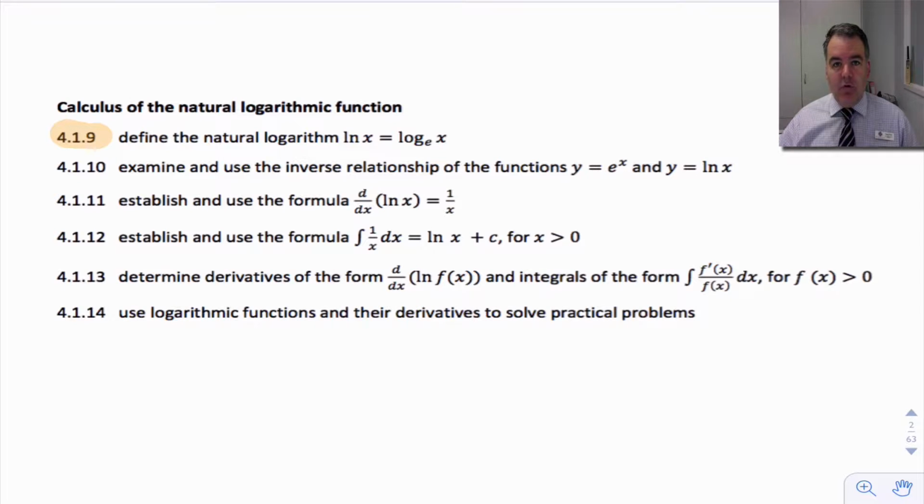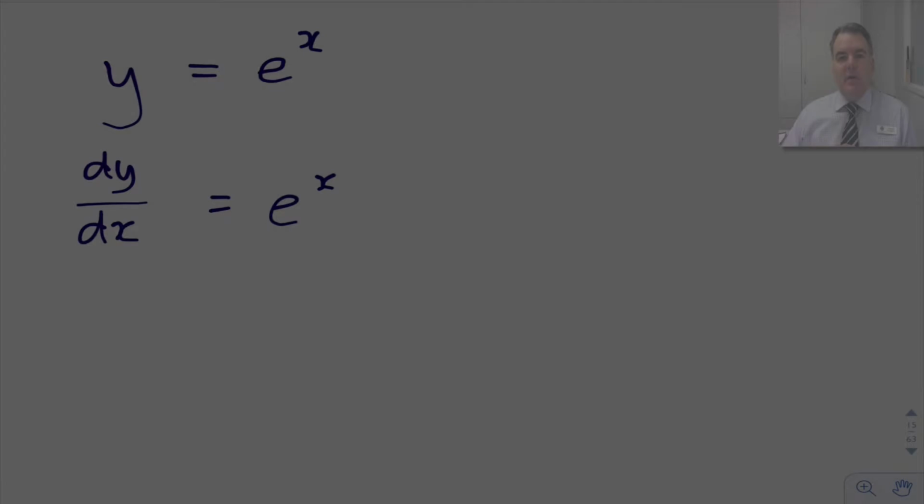Okay, so the syllabus says, and we've already done the first couple of things where we've defined what the natural logarithm is, log base e of x. We've talked about the inverse relationship in the last unit between e to the x and ln x. So what we're going to do is establish and use the formulas for the derivative of ln x in this video, and then in the next one we'll talk about the integration of ln x and derivatives and using the chain rule for logarithmic functions.